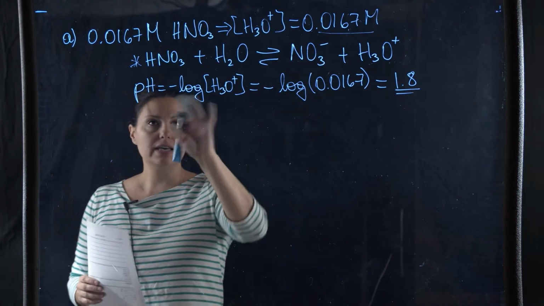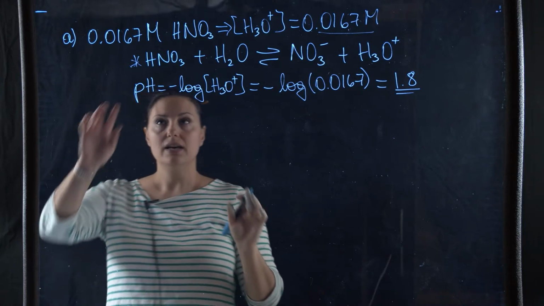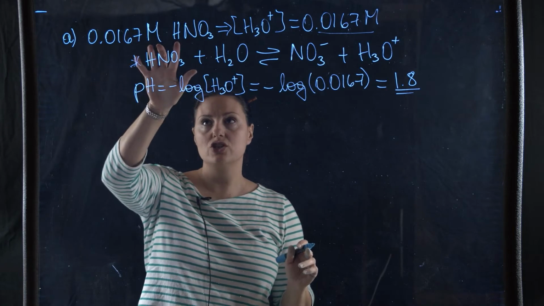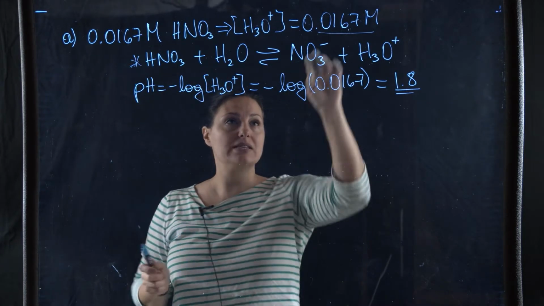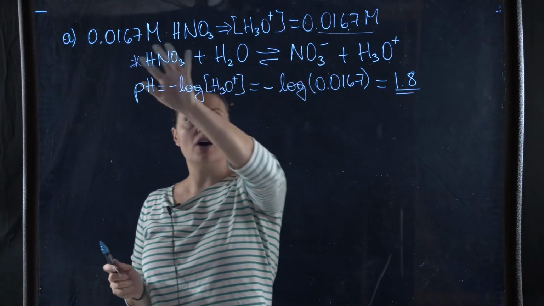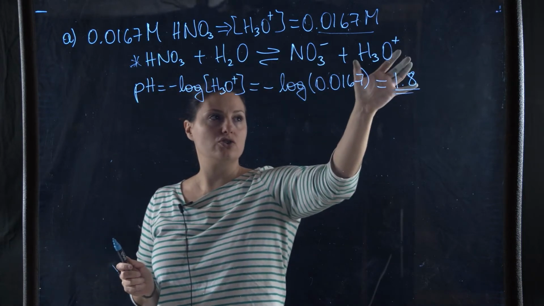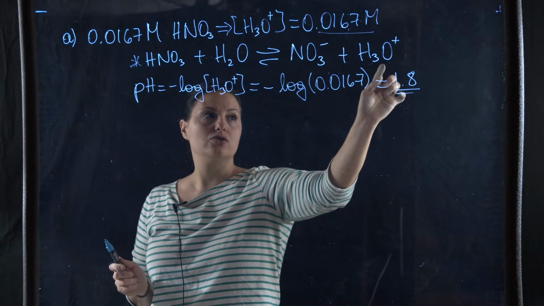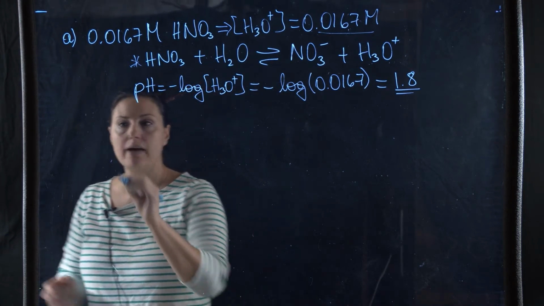Okay, the key to this part was just to recognize that because I have strong acids, the initial concentration of my acid is going to be the same as the concentration of H3O plus, because all of my acid will split into these 2 ions. So the concentration of these 2 is the same. Let's look at part B.